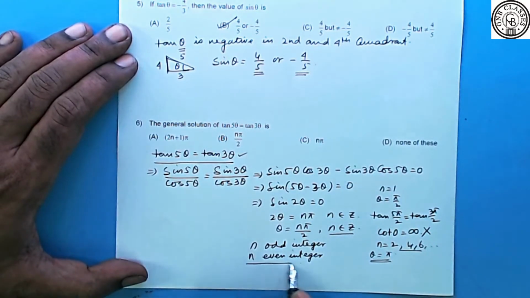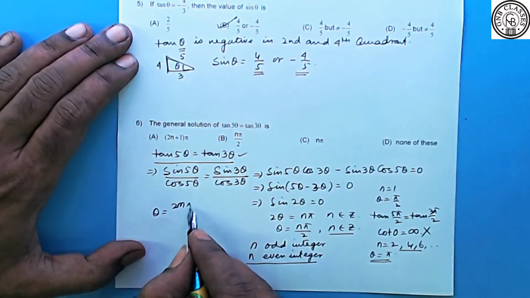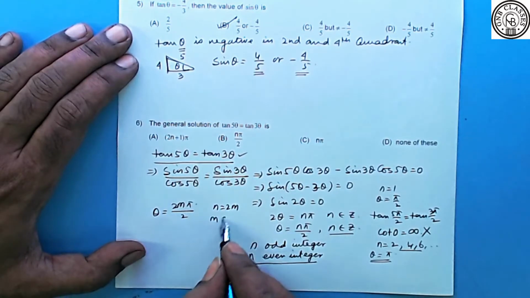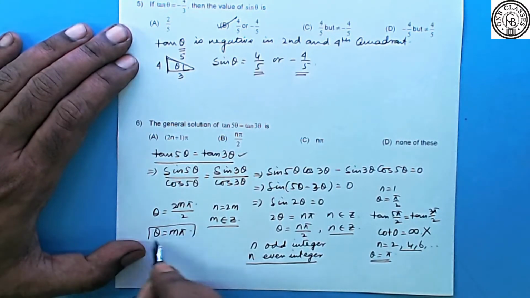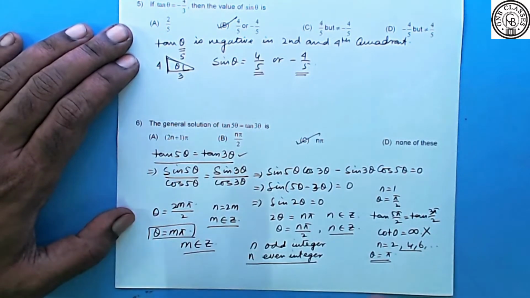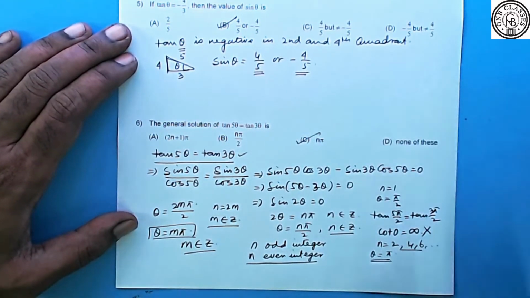Therefore, your n is always an even integer, which means your theta will be 2m pi by 2, because I am replacing n by 2m, where m belongs to any integer. Okay? So your theta becomes m pi, right, where m belongs to any integer. Therefore, your option C is correct, not B. That is the mistake students will make. So, you have understood this problem, right? Let us move to the next one.